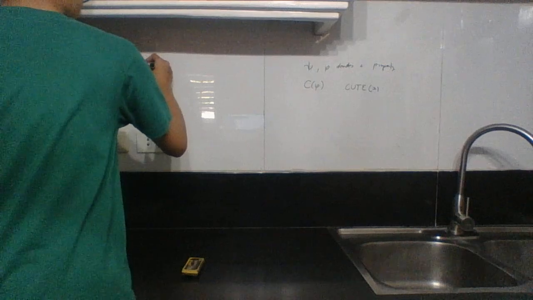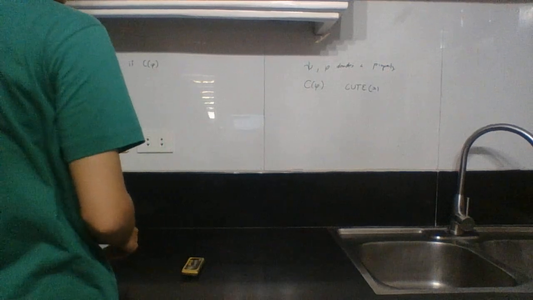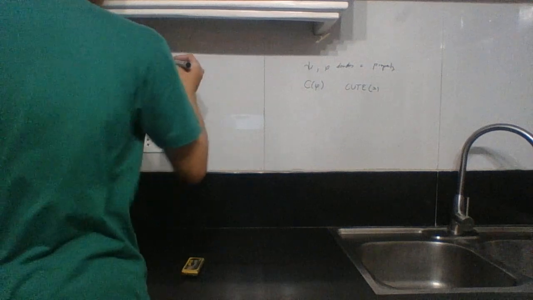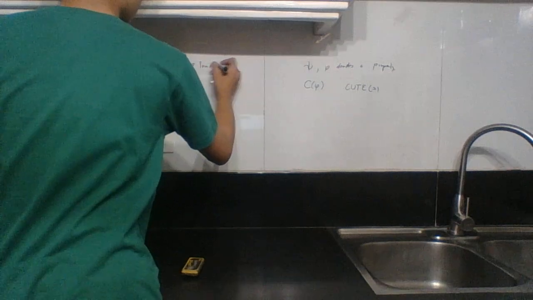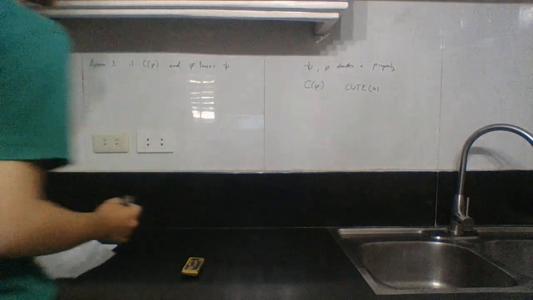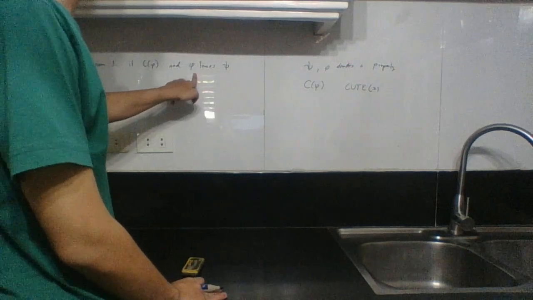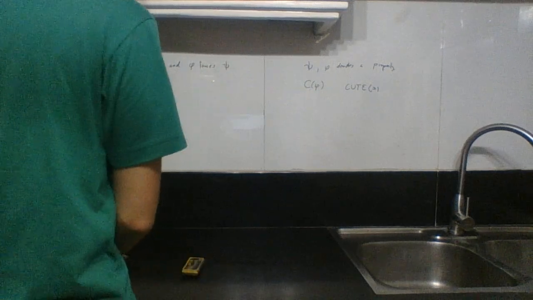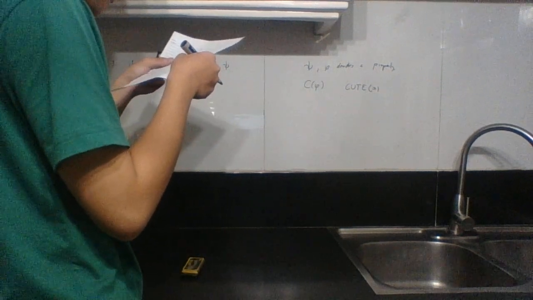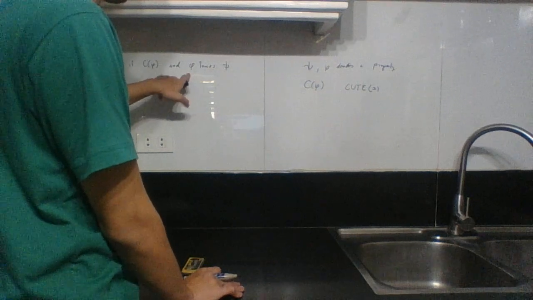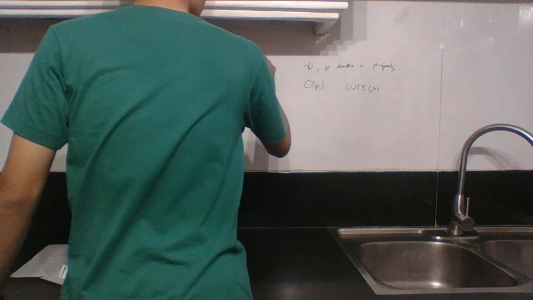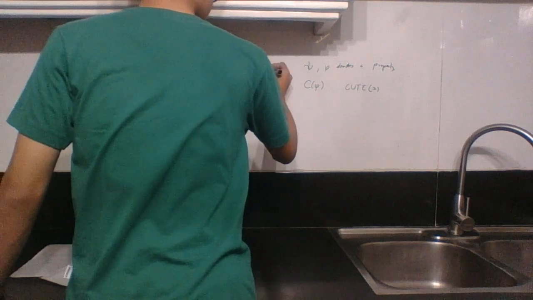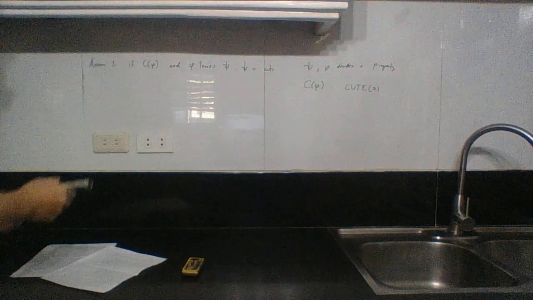If var phi is cute, so C of var phi, and var phi forces psi, and what I mean by forces psi is that if I have an object X that has property phi, it must have property psi. If that's the case, psi is cute. Okay, so that's our first axiom.